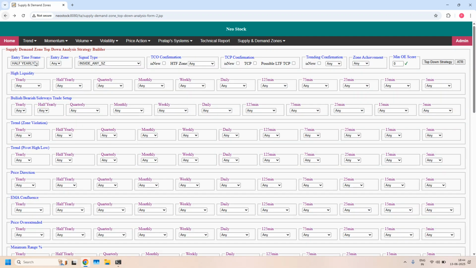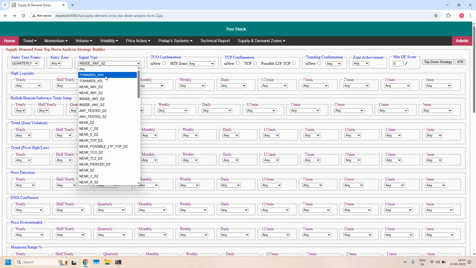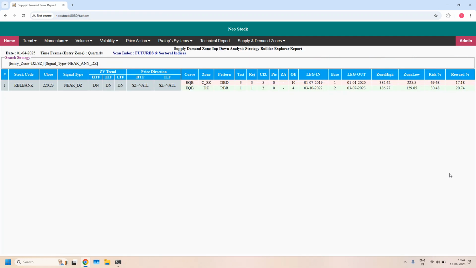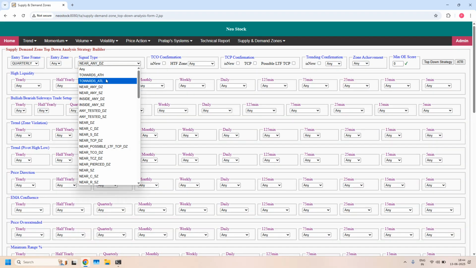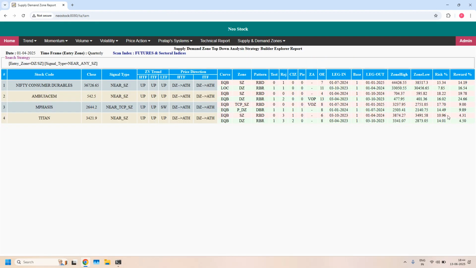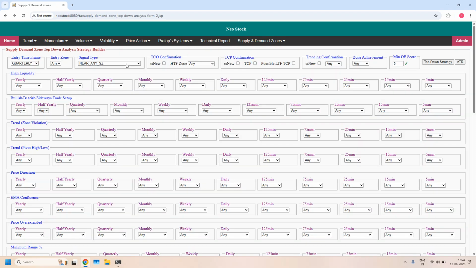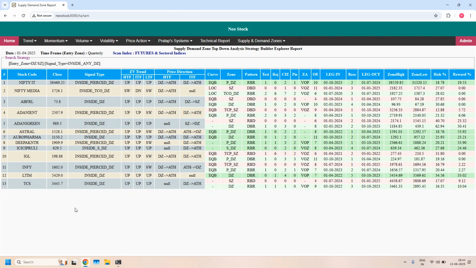Next time frame is quarterly. Stocks near to the quarterly demand zone, we got 1 stock. Next, stocks near to the quarterly supply zone, we got 4 stocks. Next, price closed inside the quarterly demand zone, we got 13 stocks.